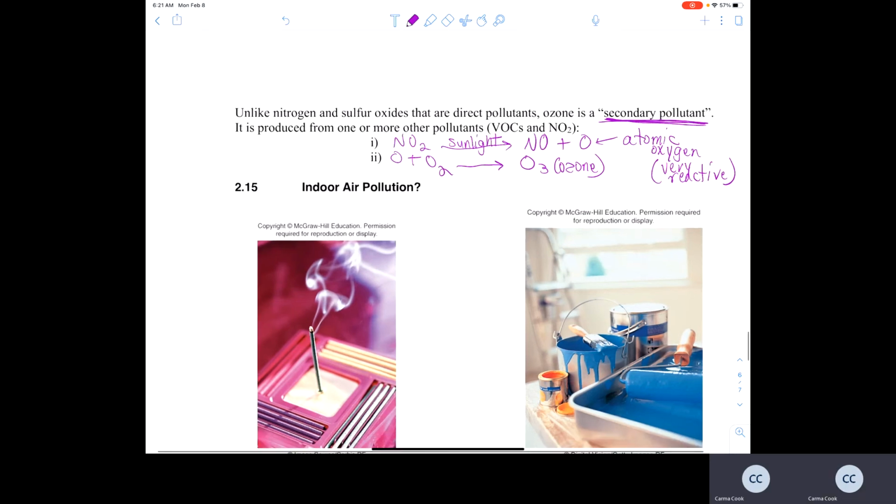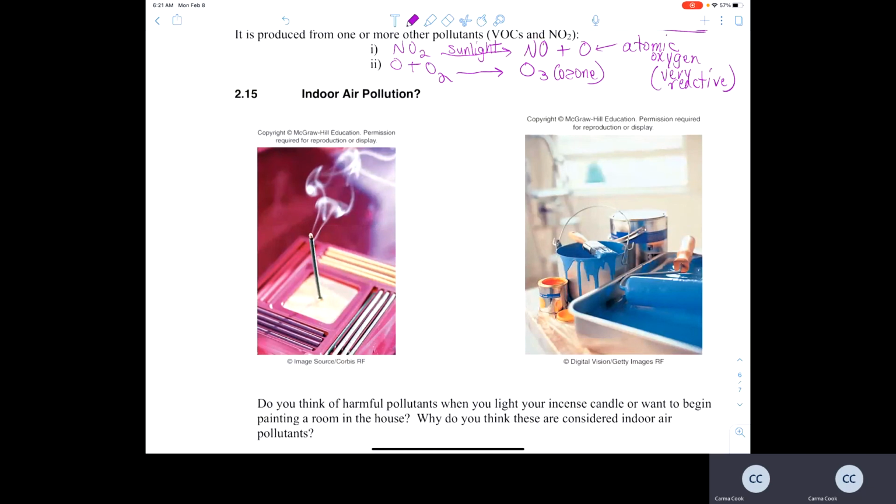So what about indoor air pollution? Everything we've been talking about so far is outdoor air pollution. Should you be concerned about indoor air pollution? Well, absolutely.